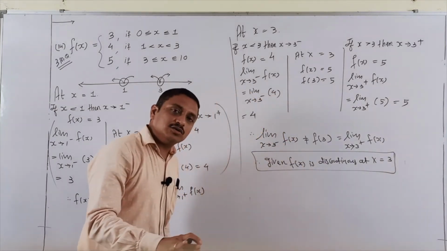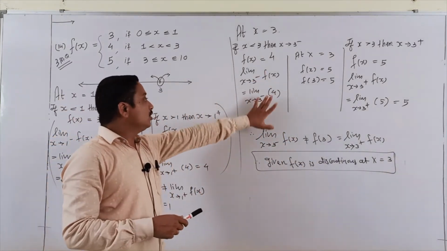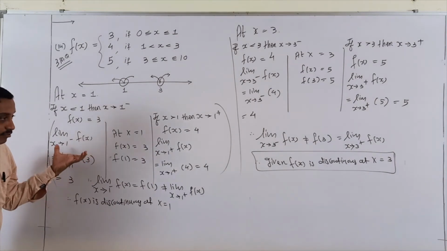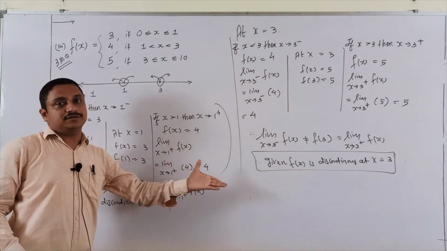Students, write discontinuous or not continuous, they have the same meaning. Here you have 1.5 marks and this 1.5 marks. Finally, we are done.